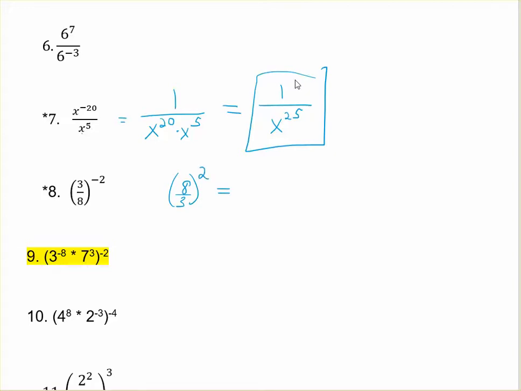And now you go ahead and write that as two parts. It'll be something to the second power over something to the second power. And then you can simplify a little bit further, because 8 to the second power and 3 to the second power are not that big, so you can write this as a fraction at the end.